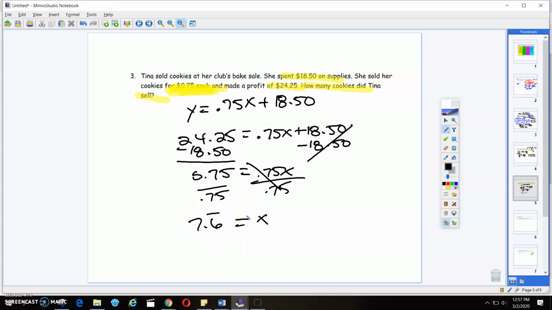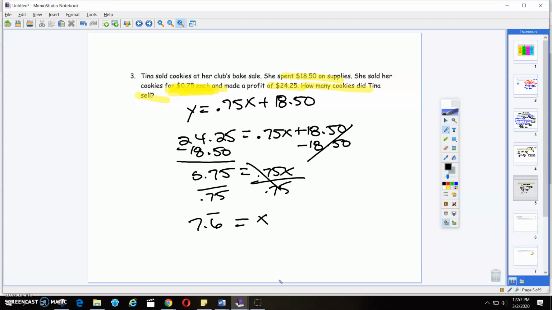Now, here's my issue. Can you have half a cookie? No. Like, can you buy half a cookie? You shouldn't. So, here's the deal. This is really important, because this is going to be on your SAT, because they're going to ask something like this.